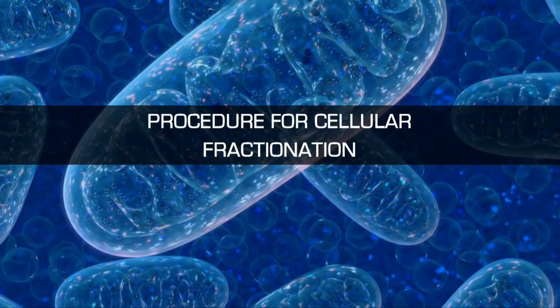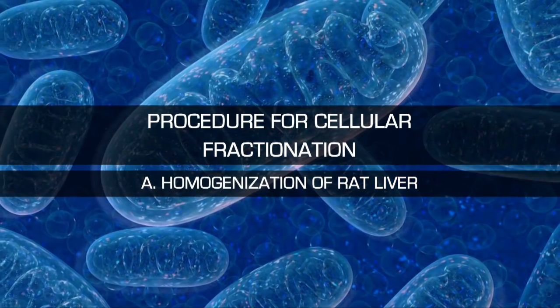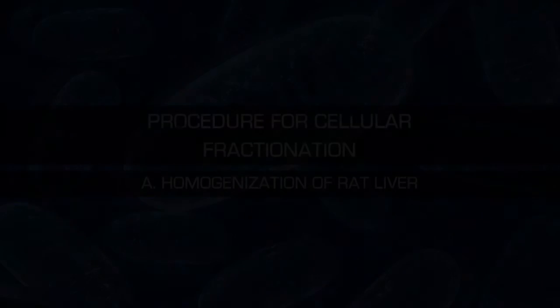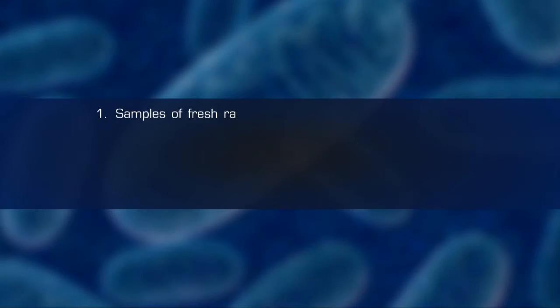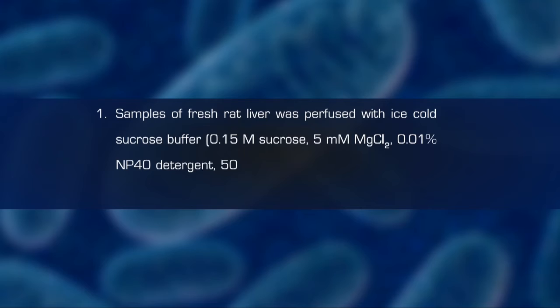In the procedure for cellular fractionation, first, we'll discuss the homogenization of rat liver. In the first step, samples of fresh rat liver were perfused with ice-cold sucrose buffer, which is 0.15 molar sucrose, 5 millimolar magnesium chloride, and 0.01% NP40 detergent, 50 millimolar NaCl in 10 millimolar Tris buffer of pH 7.1.